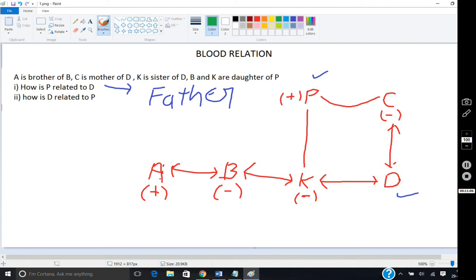Now the second question is, how is D related to P? The gender is not confirmed. So D will be either son or daughter of P.